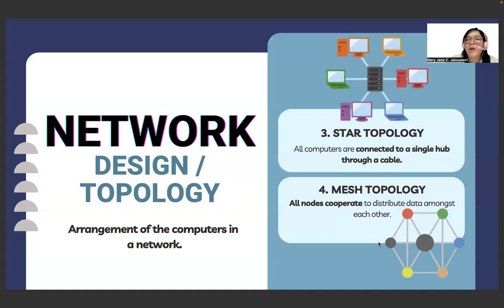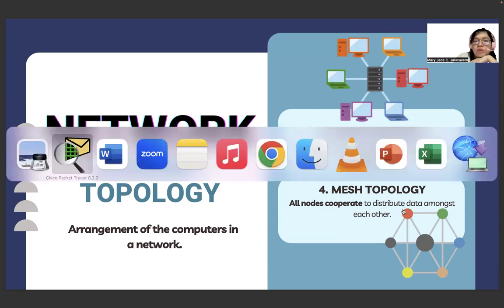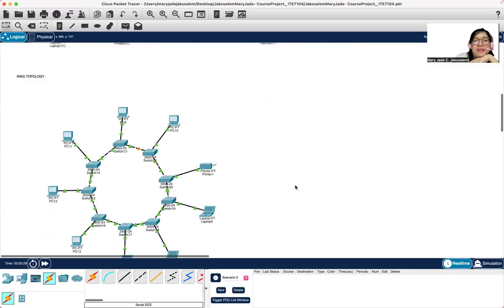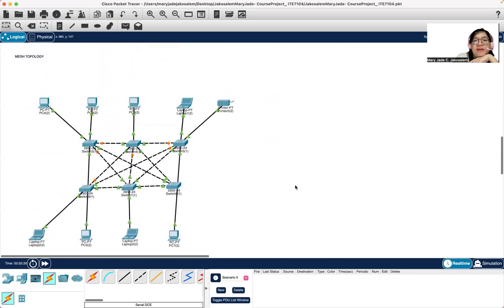Then, part 1 is actually the mesh topology. In the mesh topology, all nodes cooperate to distribute data amongst each other. So basically, all of them are interconnected with each other. That's why it looks like this. It looks like a mesh because all of the nodes are connected to each other. Right here in our Cisco Packet Tracer, we have an example of a mesh topology.